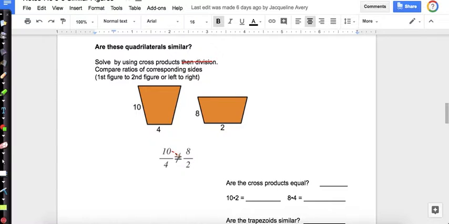So let's see. 10 times 2 is 20, so we can also write that here on the blank. And 8 times 4 is 32, so we can also write that on the blank. So my question is, are these cross products equal? No, so put an equal sign with a slash through it. So it says that those are not equal, and then write no on the blank here. So if the cross products aren't equal, then are the trapezoids similar? And the answer is no.